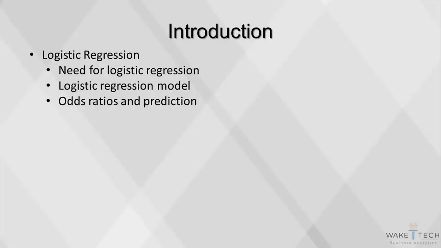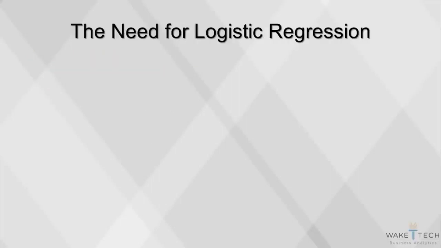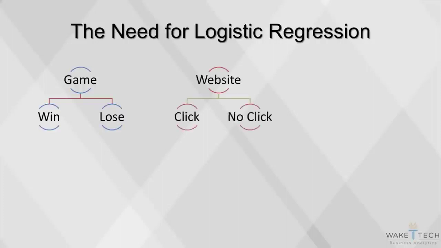In this video, we will cover logistic regression, including the need for logistic regression, the logistic regression model, odds, ratios, and prediction. In many instances, when you're testing hypotheses and making predictions, you will have dichotomous outcomes. For example, in a game, you can either win or lose. On a website, a user either clicks or does not click. In an election, a person votes for a candidate or does not.